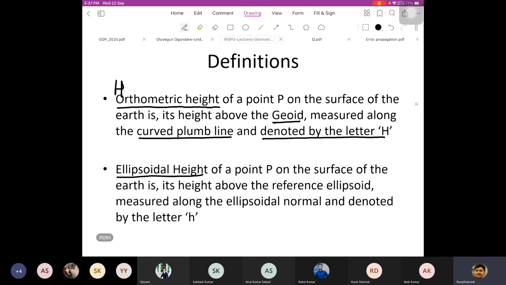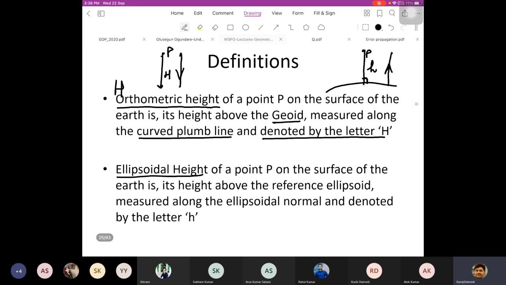So the difference between the two is, at one point you drop a perpendicular. For orthometric height, for any point P, you drop a perpendicular, but for small h, you measure in a line perpendicular to the ellipsoid, along the ellipsoidal normal. This is the difference between the so-called small h and capital H. You go in this direction, you go in this direction. This is the difference between the definitions. Now most people will understand it as the same, but it is quite different.